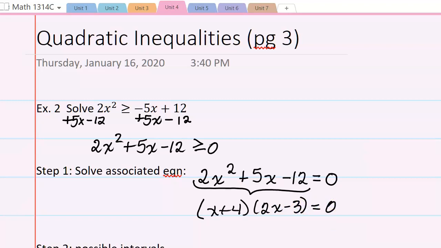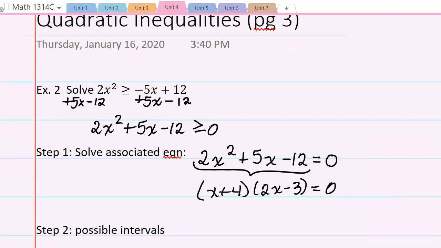Using the zero product property, we can conclude that x plus 4 equals 0 and 2x minus 3 equals 0. Solving these equations, we find that x is equal to the solution set of -4 and 3/2.